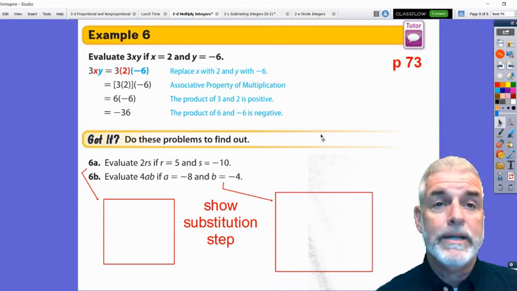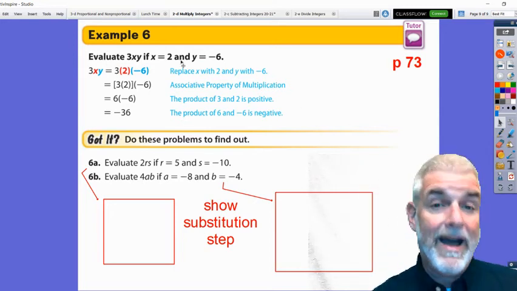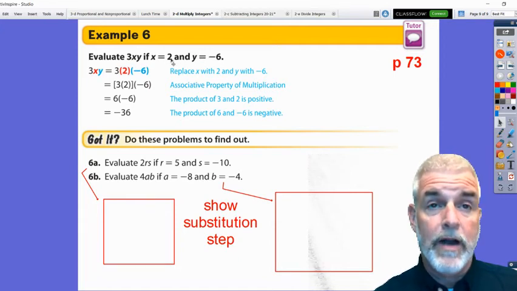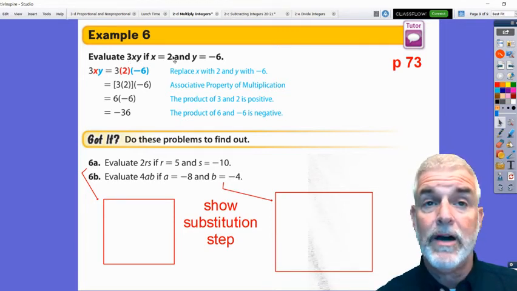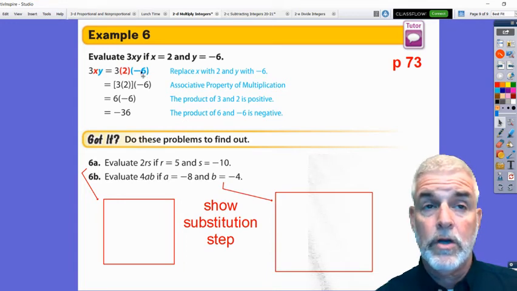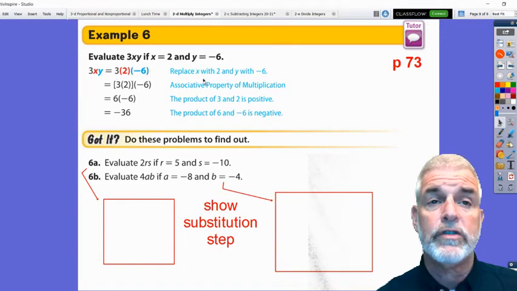All right, let's evaluate the expressions now. So now they're going to tell you what values to substitute for the variables that are in your expression. So you got 3xy. That means 3 times x times y. And then they tell you what to put in for x and y, a 2 and a -6. So 3 times 2 times -6. This is your substitution step.